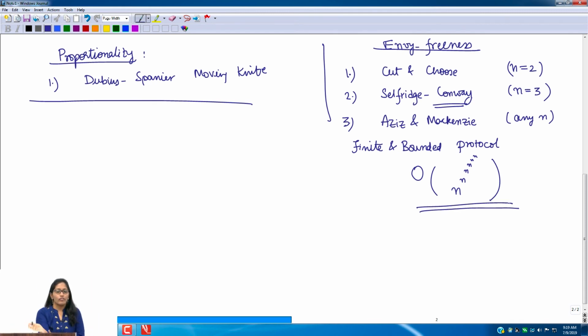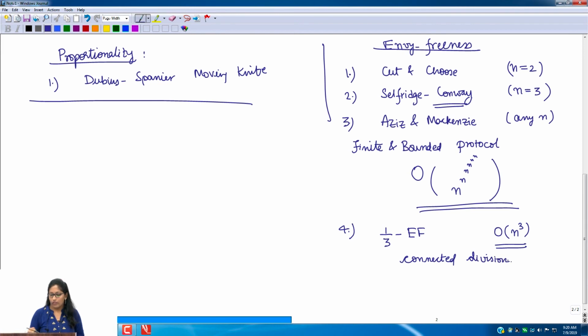After this, we talked about one particular algorithm giving us a one-third approximation, a one-third envy-free solution. I think we saw this in the third lecture. It's an approximation algorithm, but it runs in order n and also gives you a connected cut, so it was a connected division. So this was a quick recap of what we did yesterday.